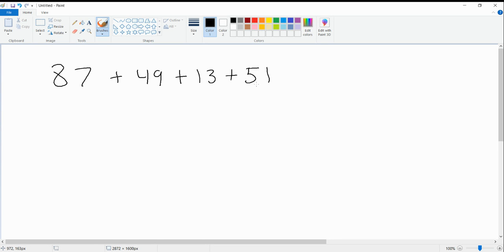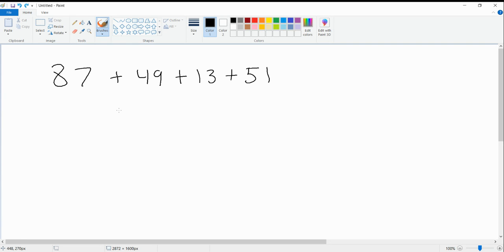If you remember, the commutative property means that we can switch these numbers around in any order and it's not going to change our answer. Just because they're written in this order from left to right, we do not have to keep them in this order. And the associative property means that we can add any two numbers together in any order that we would like as long as they're all addition or multiplication.